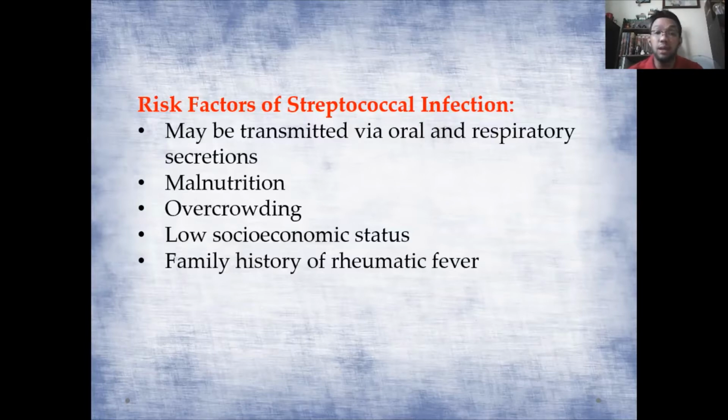We can relate malnutrition to this, because clients who have low socioeconomic status usually don't have enough food to eat. That's why some people from low socioeconomic status can be malnourished. And for a family history of rheumatic fever, since this is a communicable disease, they may transfer the infection from one family member to another.